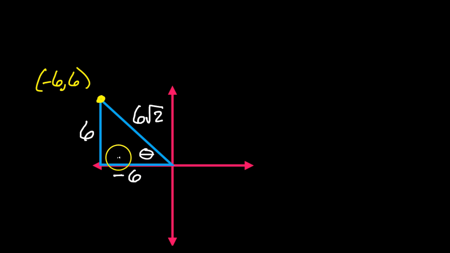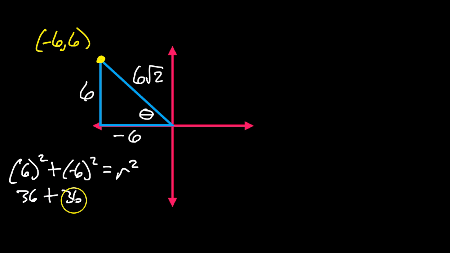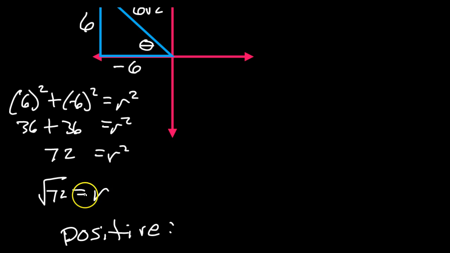Okay, so if you remember that about your special triangles, great. I'm basically saying I know this is a 45-degree angle. If you didn't notice that, guess what? You just have to do the Pythagorean theorem. So I'll do it real quick. If I had 6 squared plus negative 6 squared, that's going to give me radius squared. So that would be 36 plus 36 is equal to radius squared. So that's 72 equal to the radius squared. So the radius is equal to the square root of 72. And that turns out to be 6 radical 2.